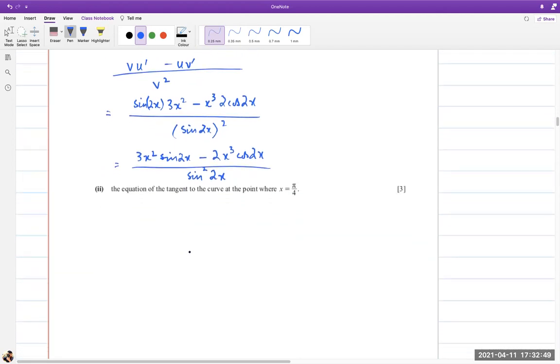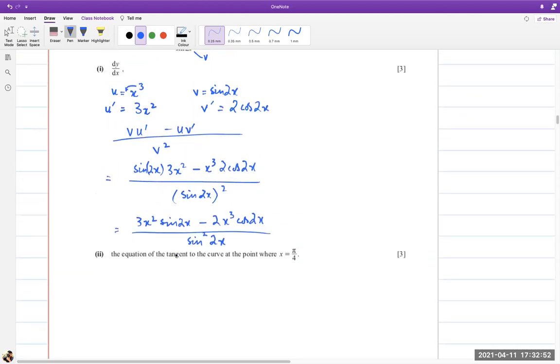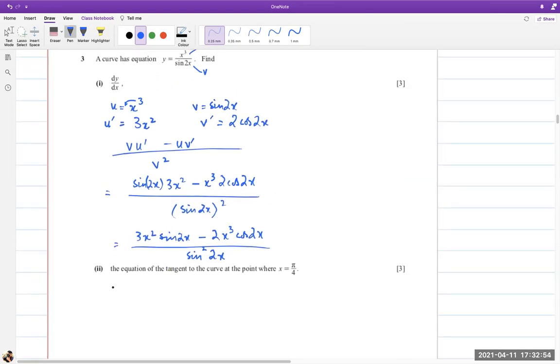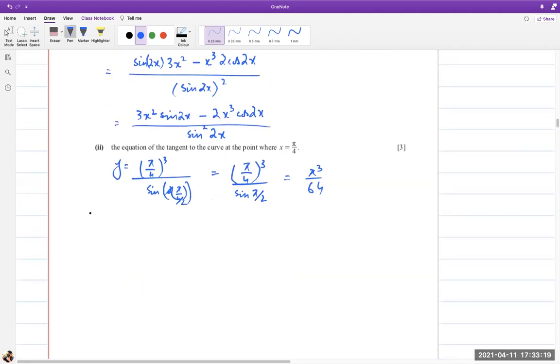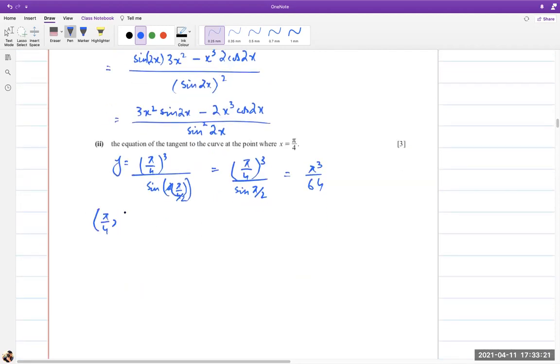Find the equation of the tangent at the point where x equals pi by 4. First I'll check what the value is there. So what will be the value of y at pi by 4? Pi by 4 cube over sine of 2 into pi by 4. This cancels out. I'll get pi by 4 cube over sine pi by 2. Sine pi by 2 I know is 1, so my answer will be pi by 64, and pi will be cubed. This is my y value. So my point is pi by 4 and pi cube over 64.